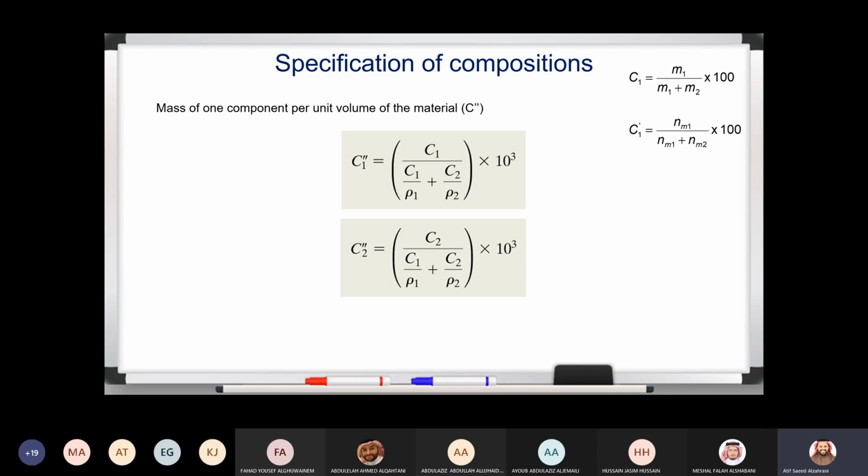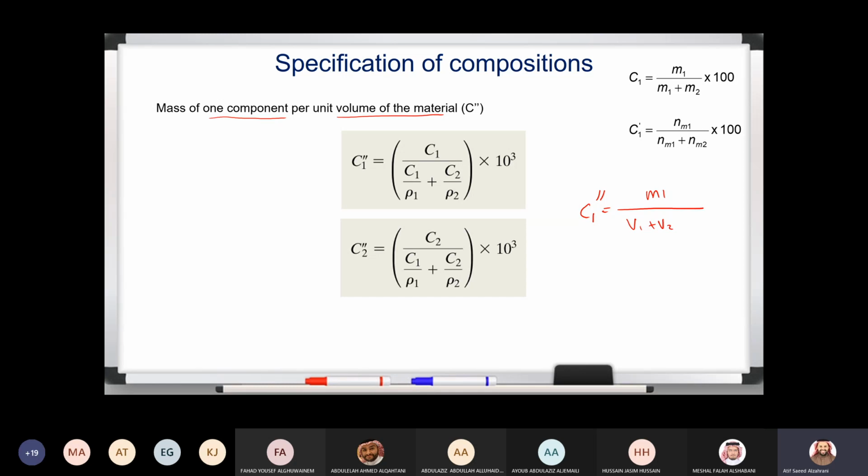Or sometimes we are interested in finding the mass of one component divided by the volume of material, meaning that, for example, C1 double prime is basically, you can start from M1 divided by V1 plus V2.